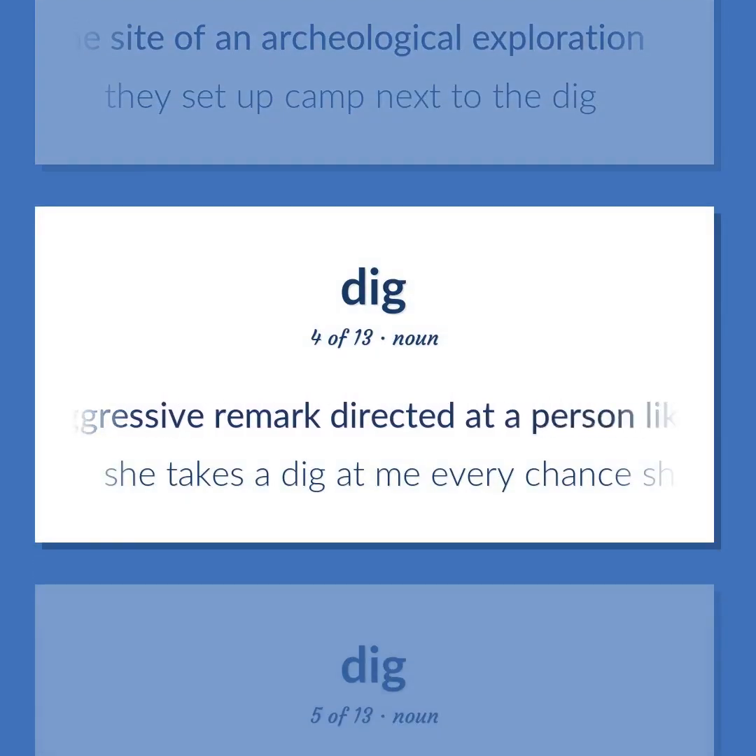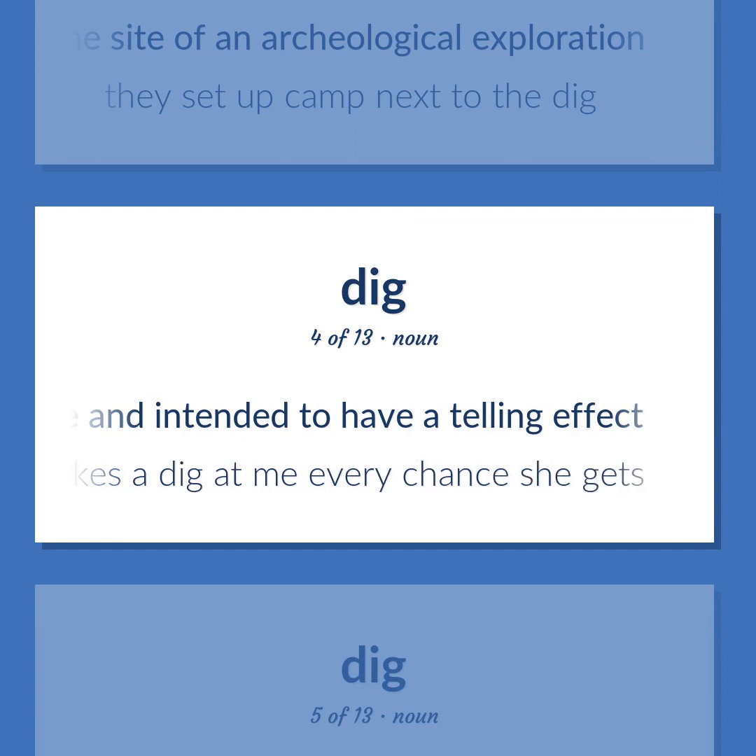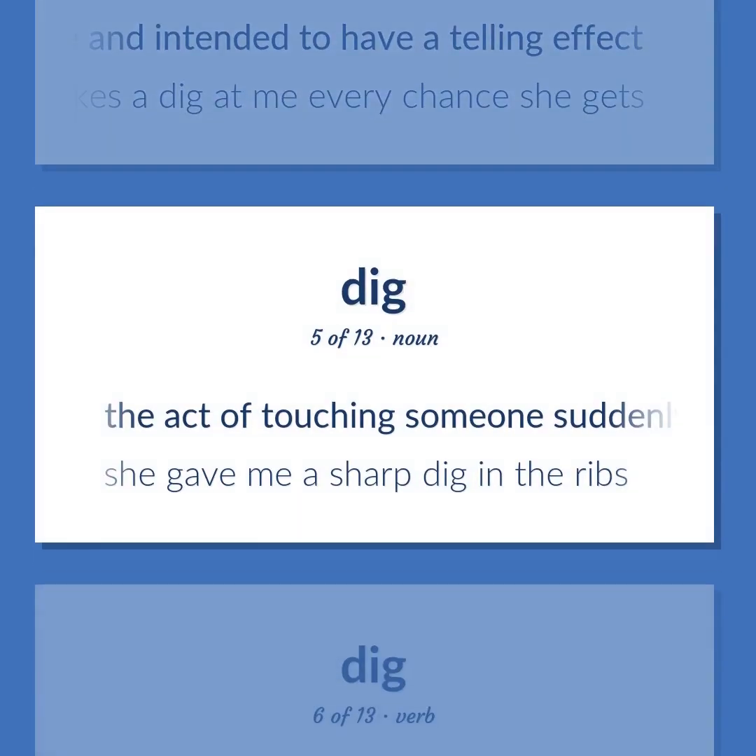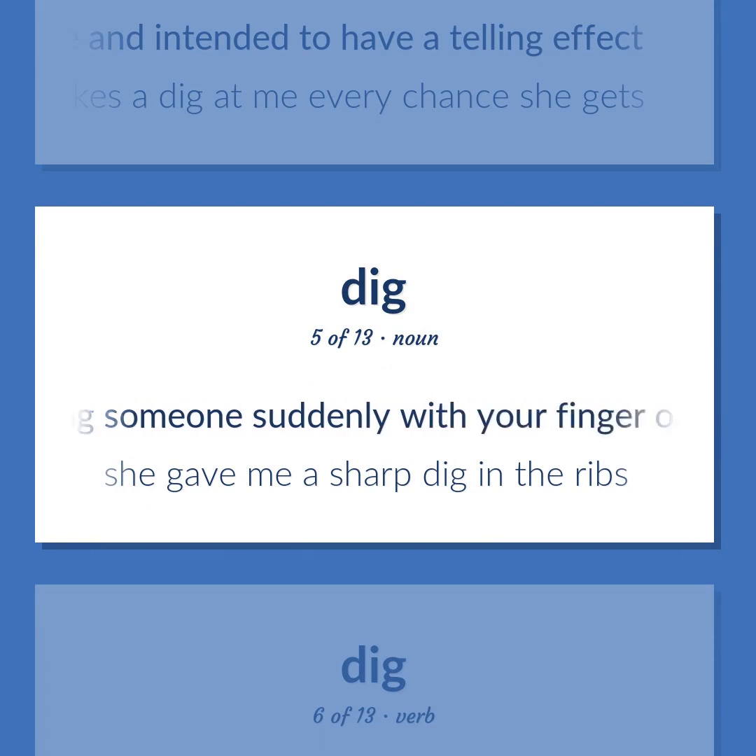An aggressive remark directed at a person like a missile and intended to have a telling effect. She takes a dig at me every chance she gets. The act of touching someone suddenly with your finger or elbow. She gave me a sharp dig in the ribs.